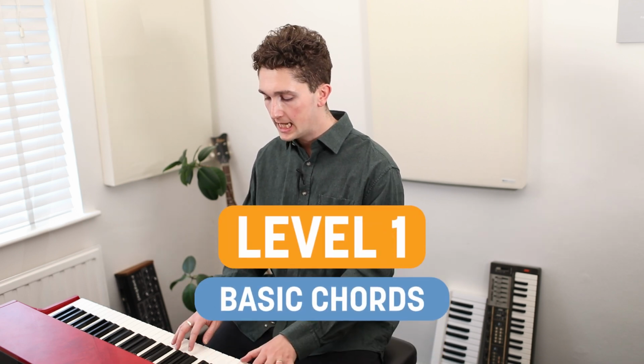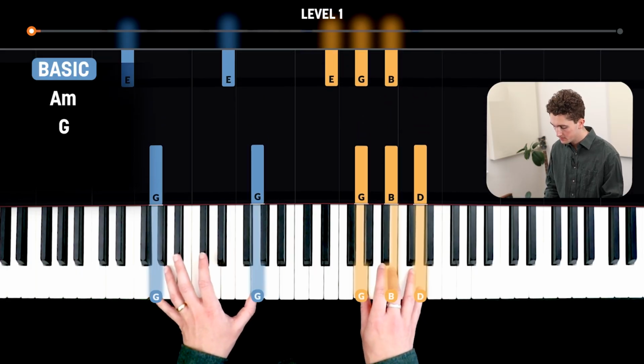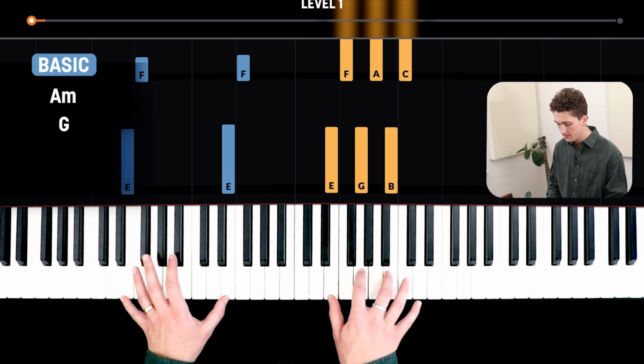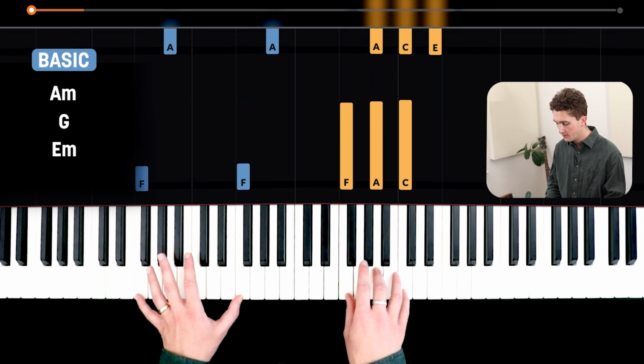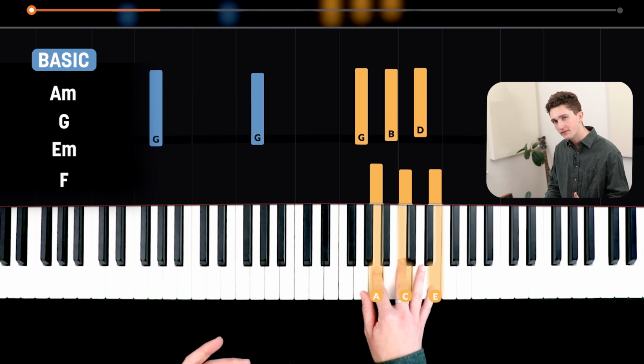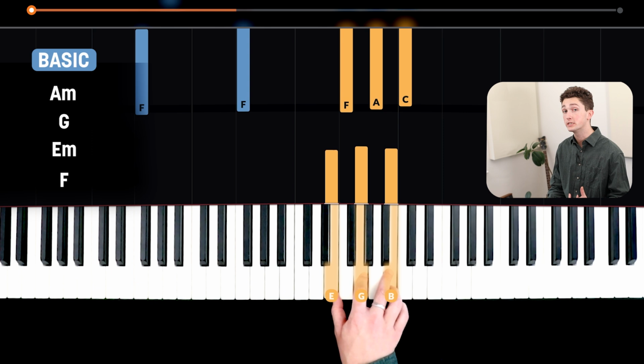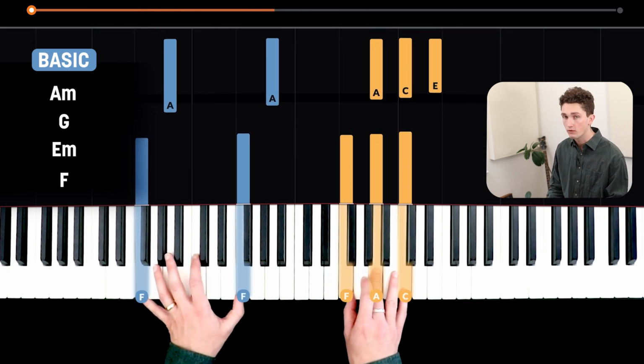What we've got here is the chord progression A minor, G, E minor, and F. It's a chord progression that's been used in many different songs. I tend to think of it as the Zephyr Song chord progression, the chord progression that was used in the verse of Zephyr Song by Red Hot Chili Peppers.